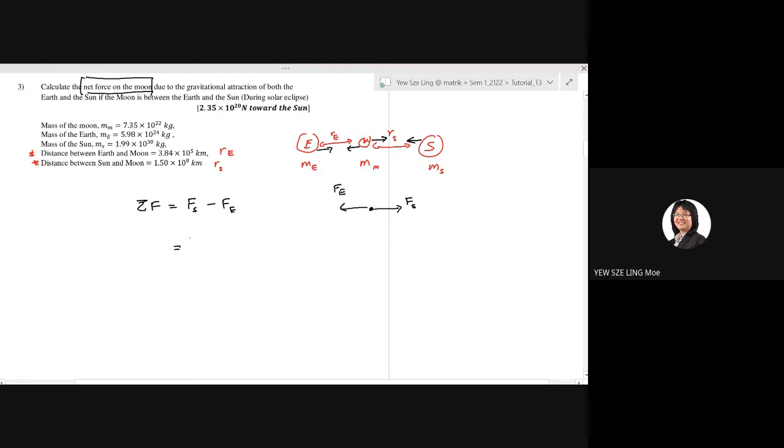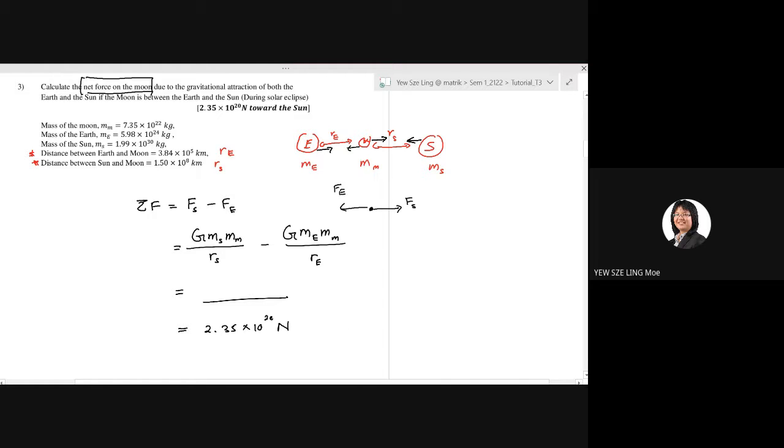Fs is G, Ms, because we're looking at Fs, and our object is the moon, so MM, divided by Rs squared, minus G, and then the Earth and the moon. You look at it as a force between which two objects. If it's between the sun and the moon, then you use Ms, MM. If it is between the Earth and the moon, then Me, MM divided by Re squared. So you plug in the values, and then eventually you will get 2.35 times 10 to the power of 20 Newton.